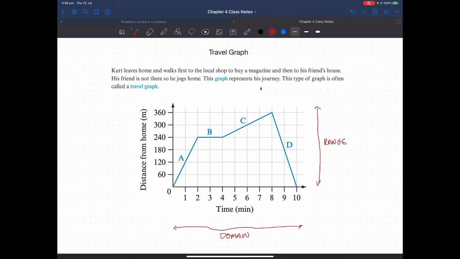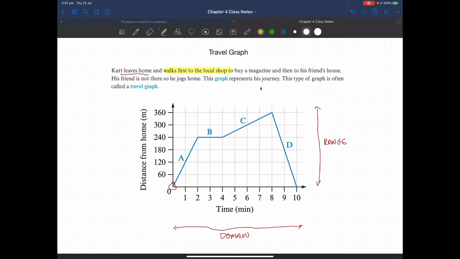The first thing we're told is Kurt leaves home. So if he's leaving from home, on the vertical axis, the distance from home will be 0. Because he's at home, there's no distance away from home. It's also 0 for the value of time, because it's when he's about to leave on his trip. So now, it says to us that he walks first to the local shop.